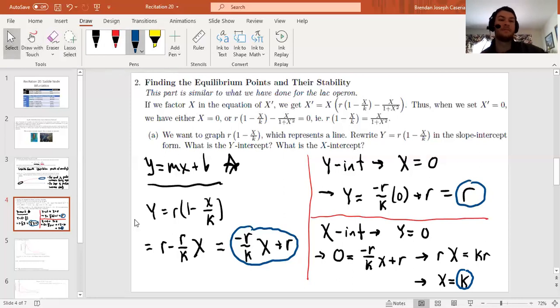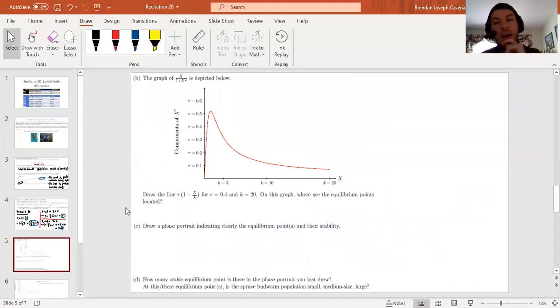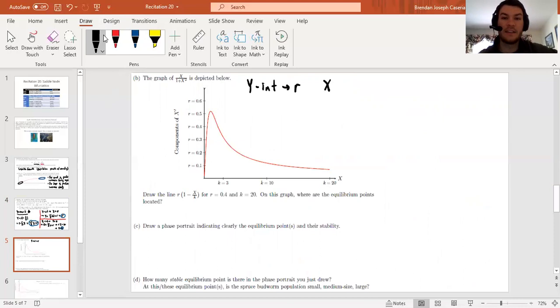So we'll move on. Now we have the graph of x over 1 plus x squared. That's the other side of that equation for the equilibria. As we determined already, the y-intercept is r, and the x-intercept is k. So we need to draw the line in part B. We need to draw the line with r equals 0.4 and k equals 20 and find the equilibrium points.